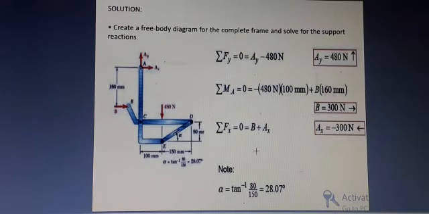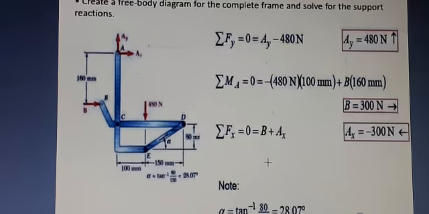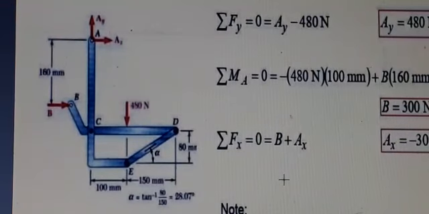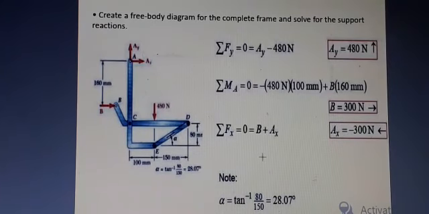The first step is to draw the FBD of the whole frame with support reactions, and find the support reactions by applying the conditions of equilibrium. In this figure, this is the FBD of the frame having support reactions at A, Ax and Ay, and at B only B, because at B there is a roller support. Applying the conditions of equilibrium, first we apply summation Fy equal to 0. This equation is Ay minus 480 Newton, and you get the value of Ay, that is 480 Newton in the upward direction.